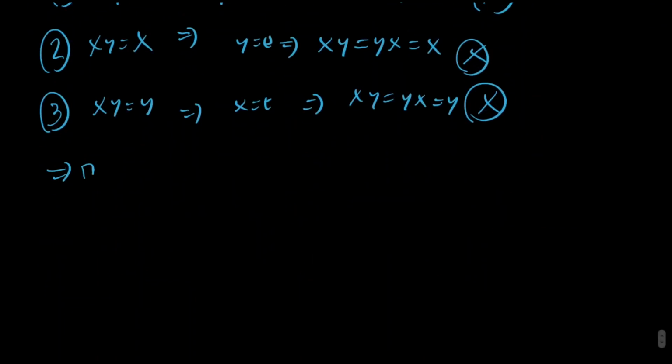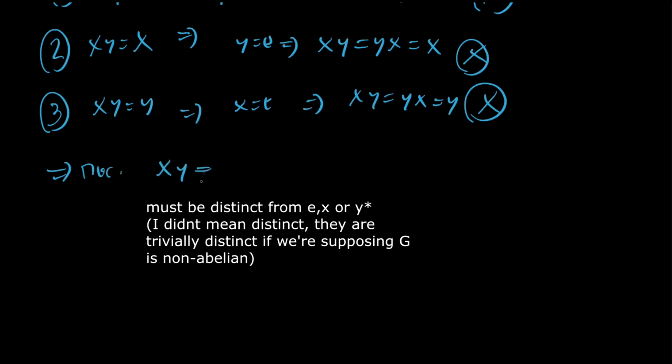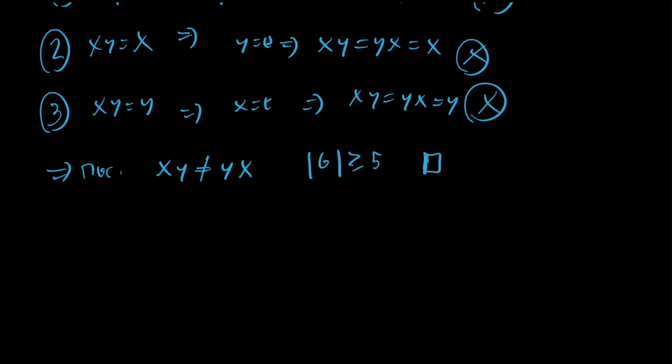So necessarily, we will have that x times y and y times x will have to be distinct elements of our group. And our group in particular necessarily has order at least equal to 5. And so this concludes our proof.